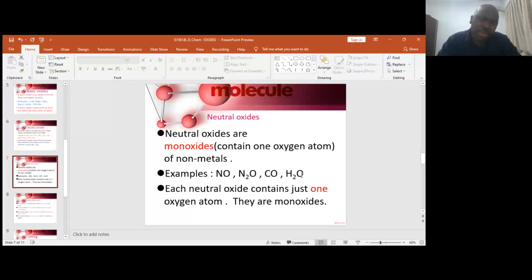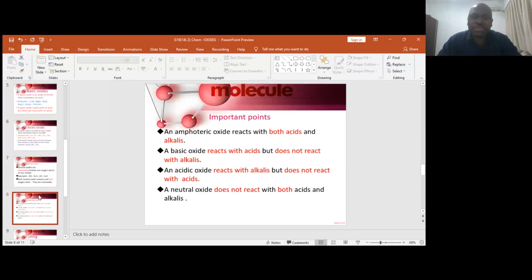So that's how you know it, okay? And this part is also a very important point. An amphoteric oxide will react with both acids and bases. A basic oxide will react with only the acids. A basic oxide does not react with alkali. An acidic oxide reacts with alkalis but does not react with acids because they are acidic. Acids don't react with acids in most cases anyway. But in advanced chemistry, there are some situations where an acid will react with an acid.